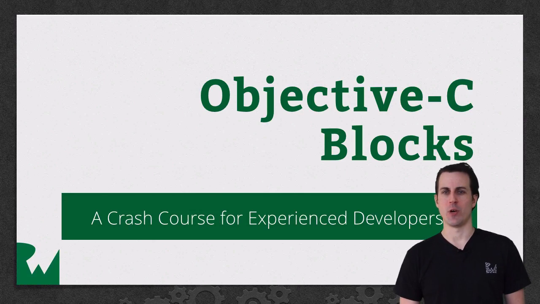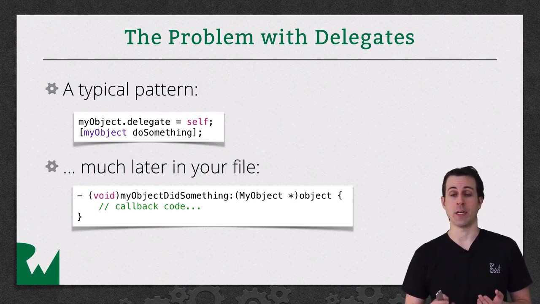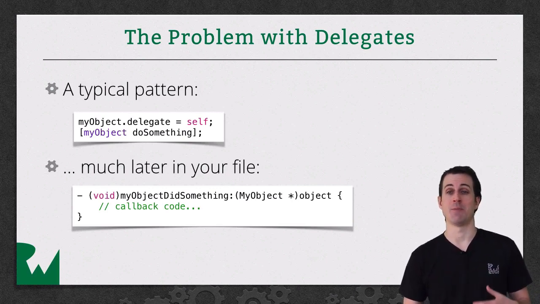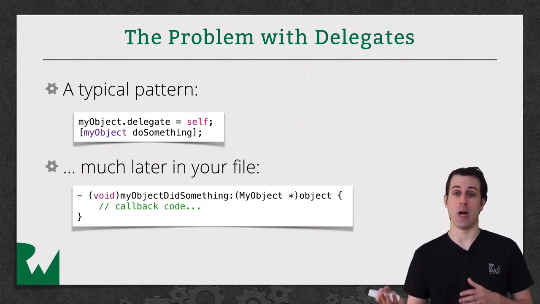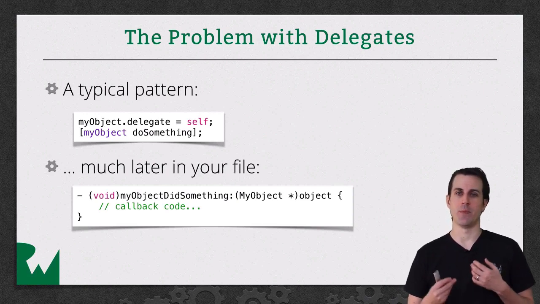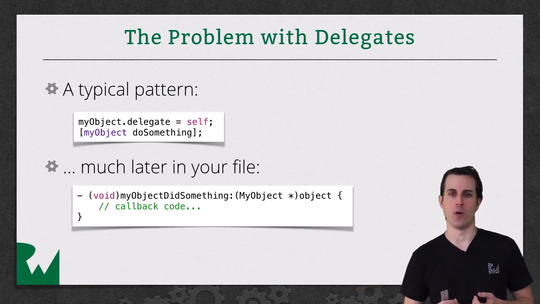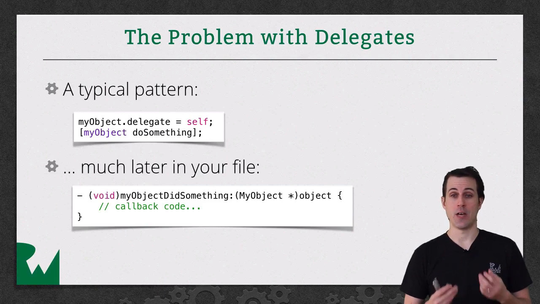In this video tutorial, we're going to take a look at blocks. As you saw in the last video tutorial, here's a typical problem that you run into when working with delegates. You have an object and you set yourself as the delegate to this object so you can receive callbacks when interesting events occur. Then you tell your object to go ahead and do something, and this might take a while. In iOS development, for example, it might be that you're making a network call to a remote web service. When it completes, you're going to get a callback method on your delegate. And so now you have a problem.